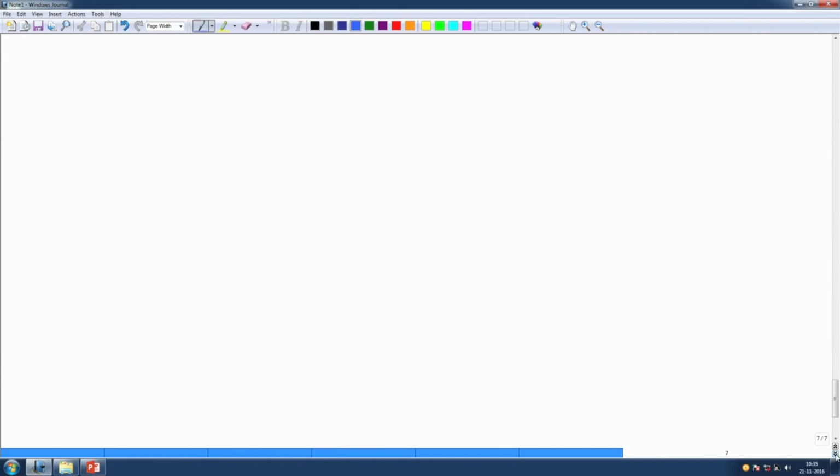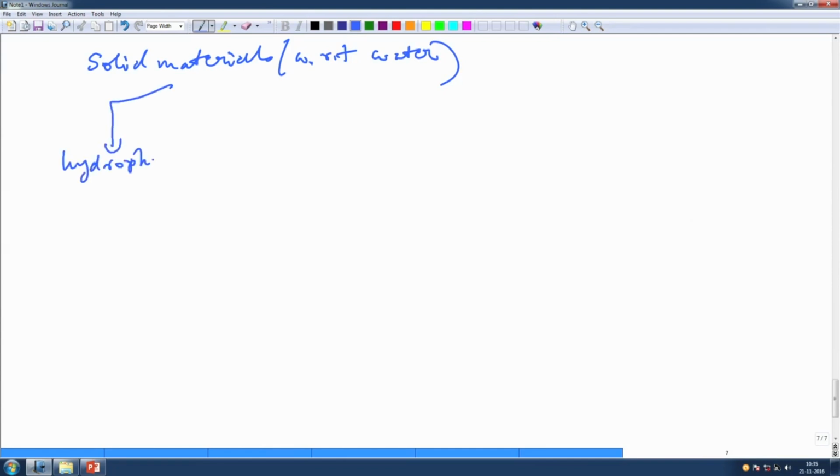So, when you actually have solid materials with respect to water, say for example, we can have two classes of substances: hydrophobic, where theta is greater than or equal to pi by 2, and hydrophilic, which we already stated earlier, now as a formal definition, is less than pi by 2.